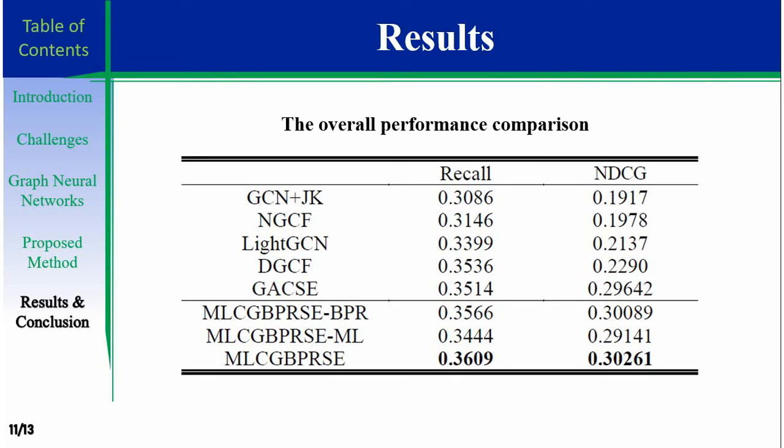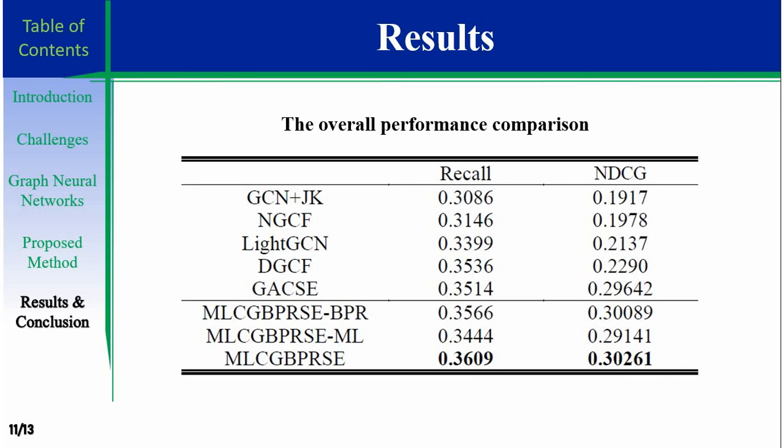To verify the effect of the multi-layer structure and the use of BPR in finding the similarity in the graph separately, the results of two versions of MLCG BPR-SE, which are named MLCG BPR-SE-BPR and MLCG BPR-SE-ML, are depicted, similar to GACSE. The MLCG BPR-SE-BPR approach uses a single sublayer in the embedding propagation layer, but uses BPR to find similarity in nodes of the same type. Conversely, MLCG BPR-SE-ML employs a multi-layer structure in the embedding propagation layer, but uses the loss function provided in the GACSE model to find similarity in nodes of the same type.